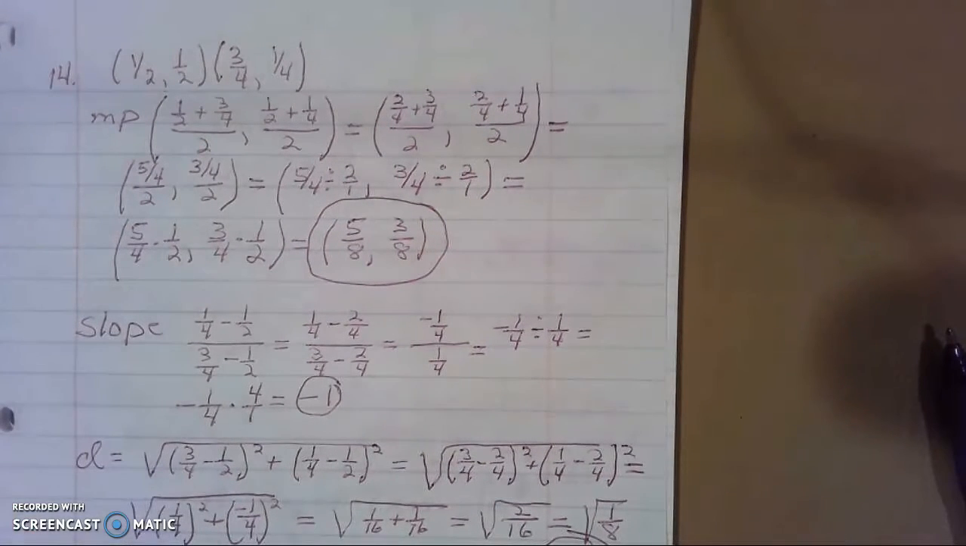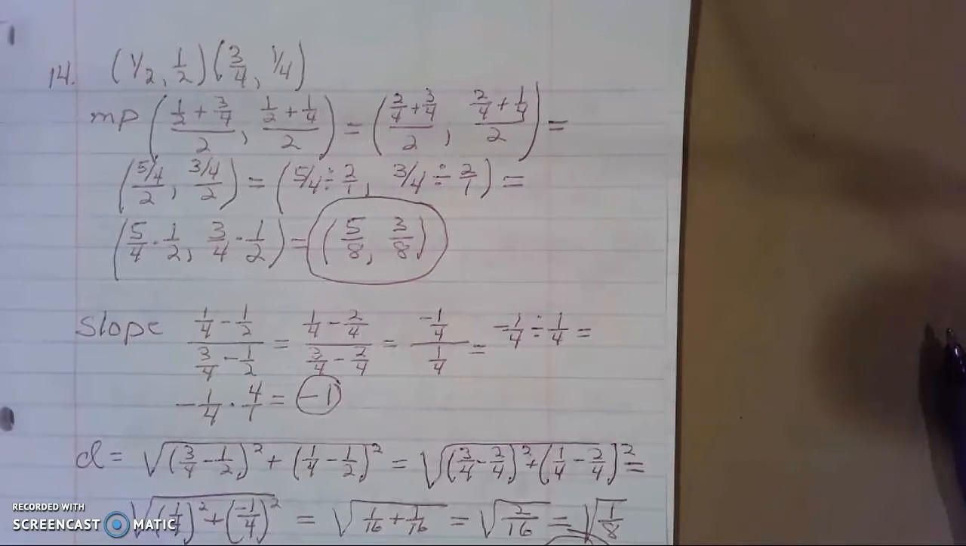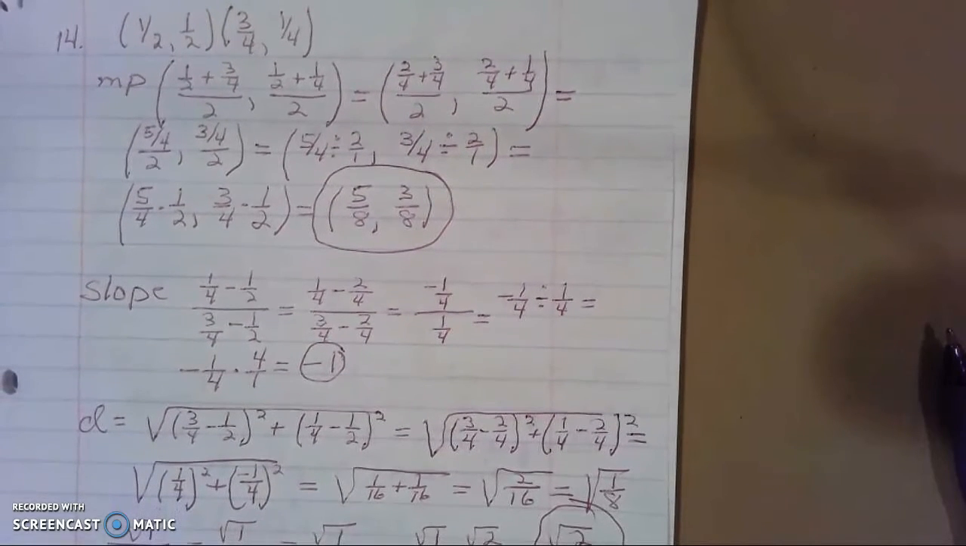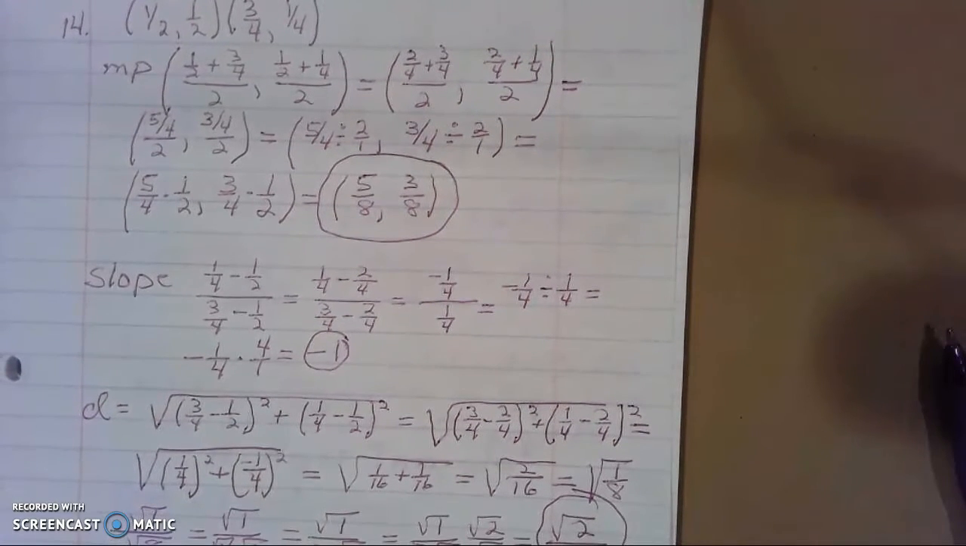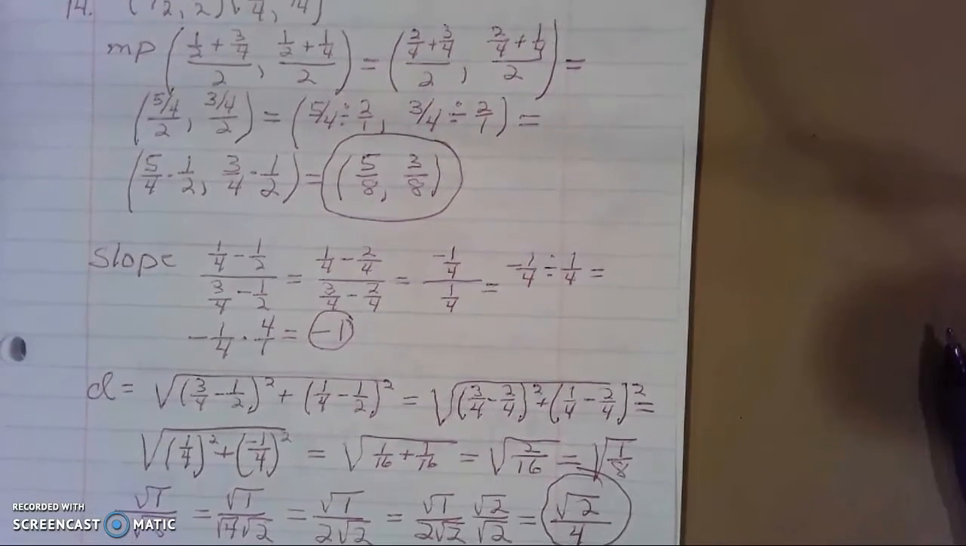The 2 sets of fractions are 1/2 and 1/2 for the first ordered pair, 3/4 and 1/4. Then I found the midpoint, showing all of the work, getting a common denominator, adding, and then I've shown the division. The division, 5/4 divided by 2 and 3/4 divided by 2, which we changed to 5/4 times 1/2 and 3/4 times 1/2, giving us our answer.